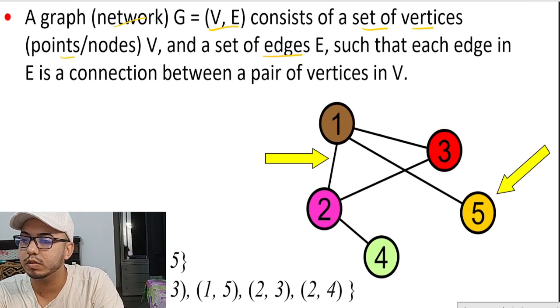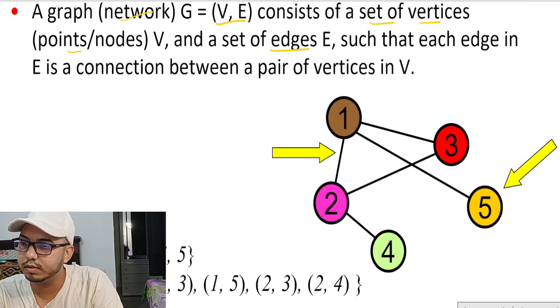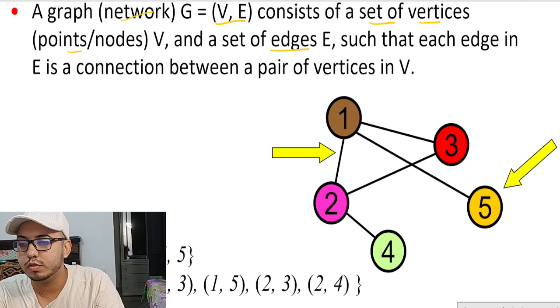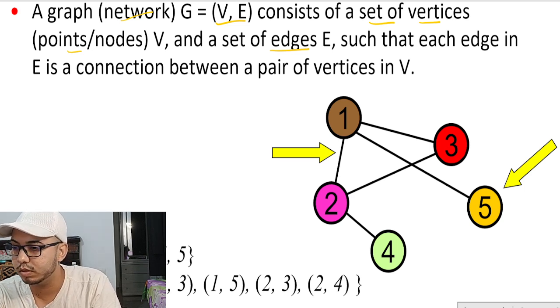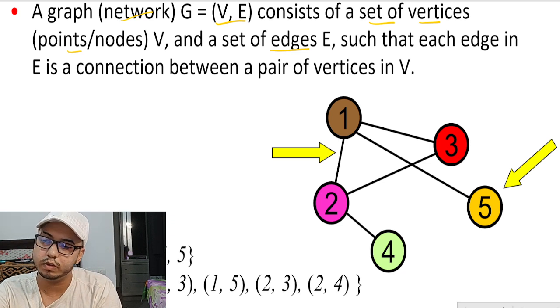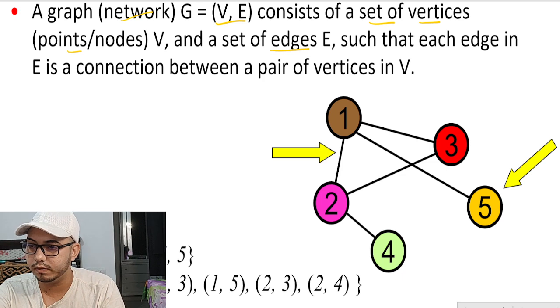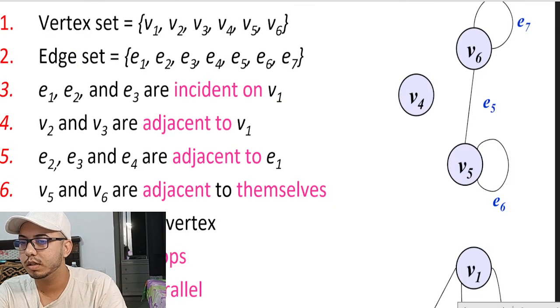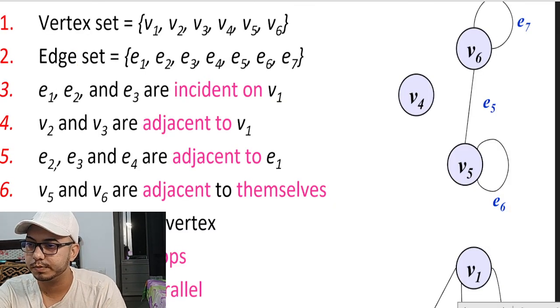So you already know this example: 1, 3, 2, 4, 5 are vertices, and these are edges, like 1 to 3, 1 to 5, 1 to 2, 2 to 3, and 2 to 4. So the vertices are 1, 2, 3, 4, 5, and the edges are (1,2), (1,3), (1,5), (2,3), (2,4). These are some edges.